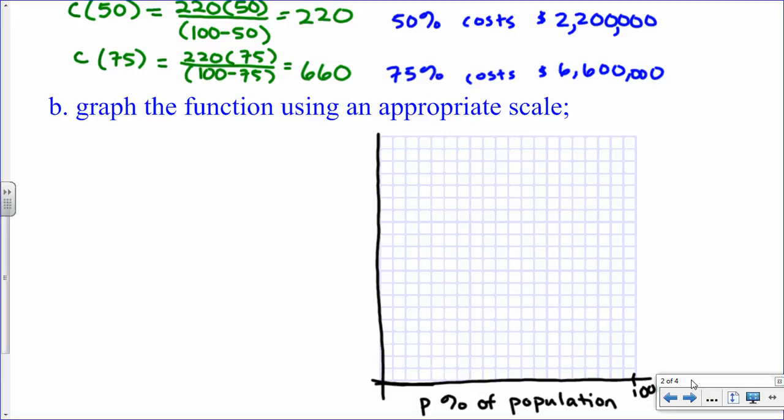So halfway is 50, so I'm going to be counting by 5s. 5, 10, 15, 20, 25, 30, 35, 40, 45, 50. Okay. And then this is my cost. And I'm going to do this in millions because then it becomes a little bit easier to graph. So I'm going to call this 1, so that's 1 million. Okay, 2, 3, 4, here's 5, 6, 7, 8, 9, 10. So I'm counting by 500,000.